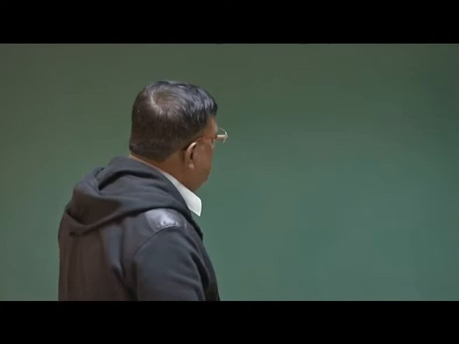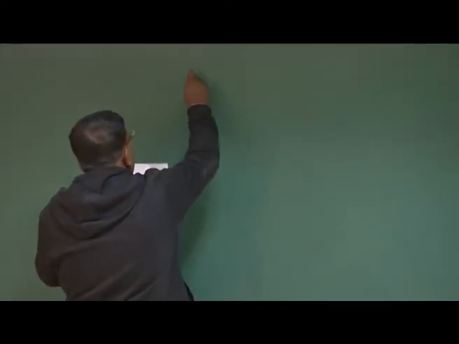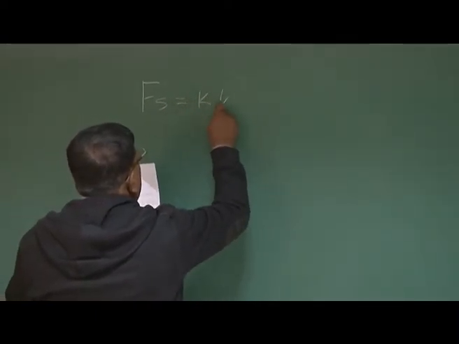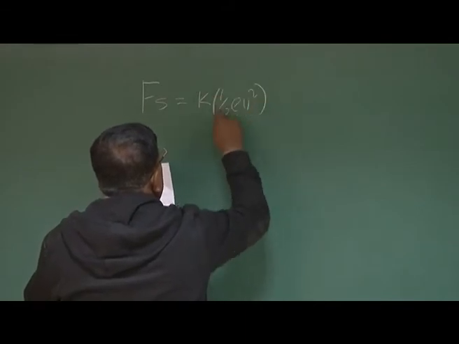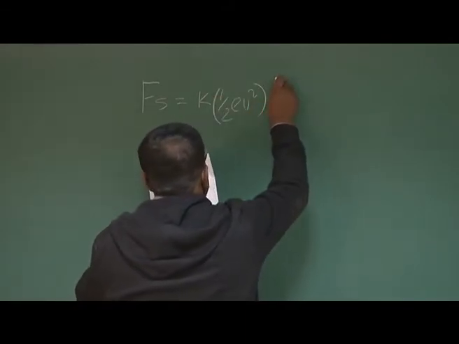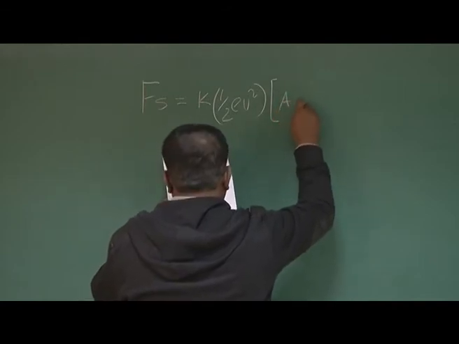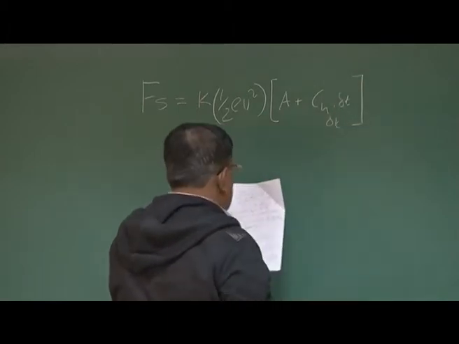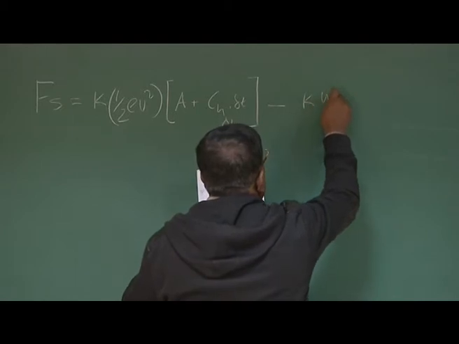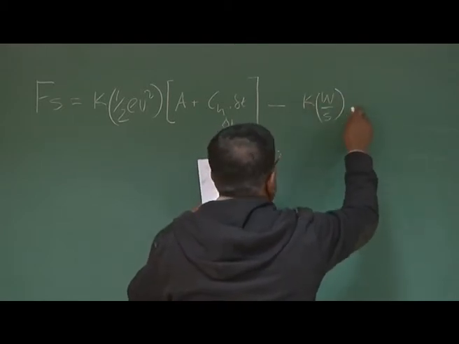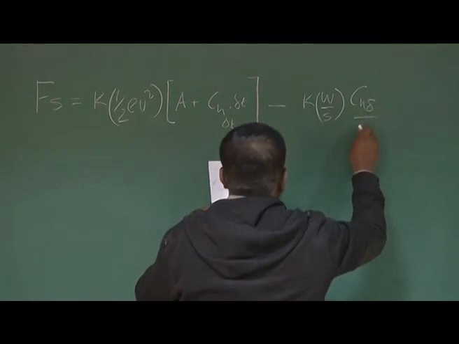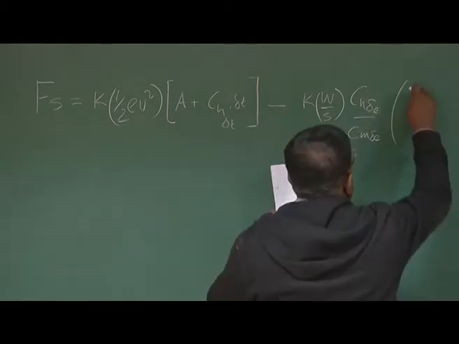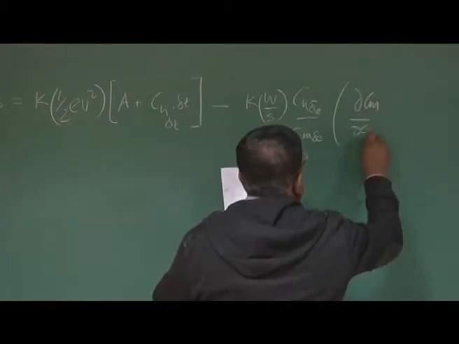We are continuing with stick force, and so far we have derived the expression Fs = K (1/2 rho V squared) [A + Ch_delta_t delta_t] - K (W/S) Ch_delta_E (dCm/dCl free).